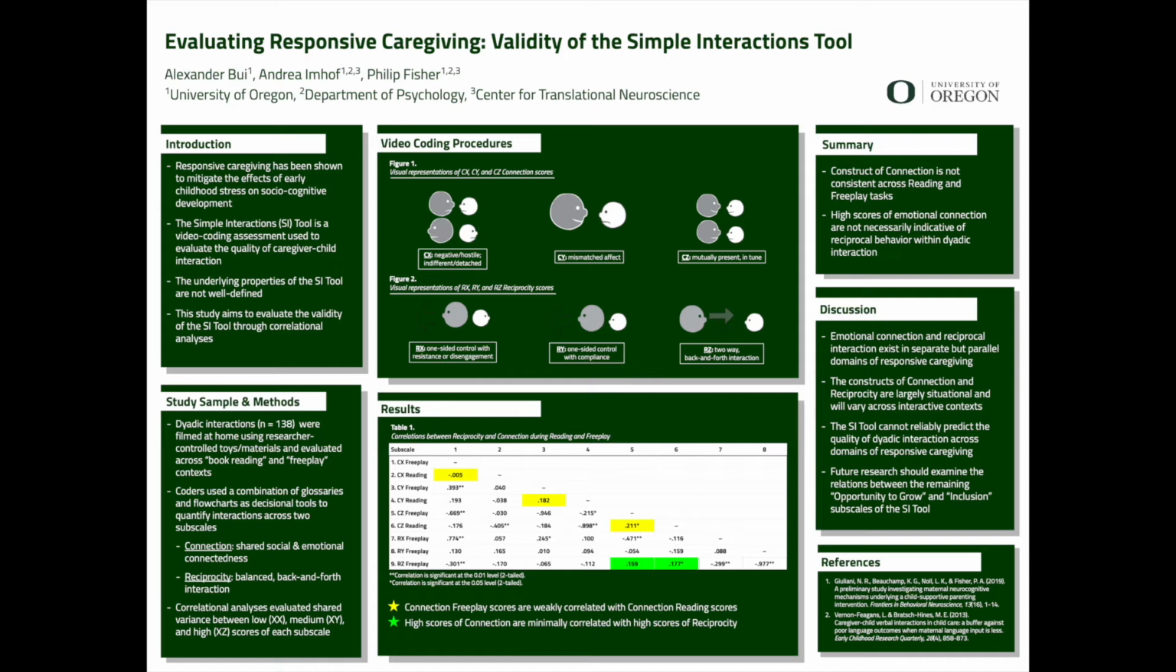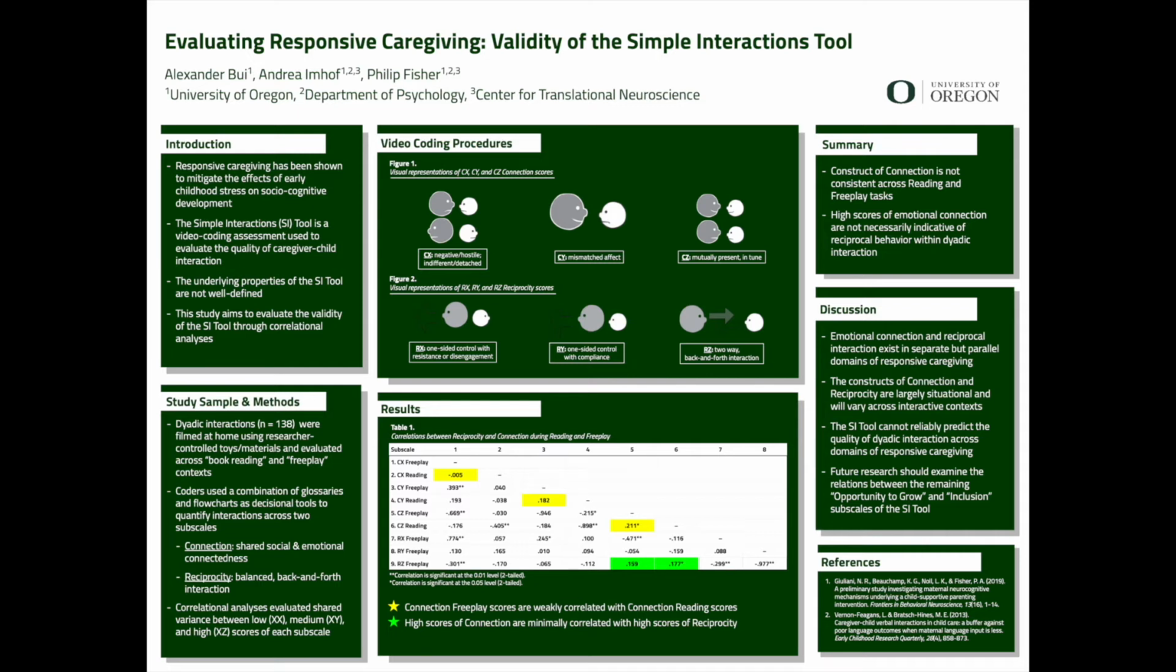Filmed interactions from 138 caregiver-infant dyads were evaluated during book reading and free play tasks. Videos were coded using a combination of glossaries and flowcharts to code interactions on a moment-to-moment scale using the Connection and Reciprocity subscales of the SI tool. Correlational analyses were then utilized to determine shared variance between scores of each subscale.